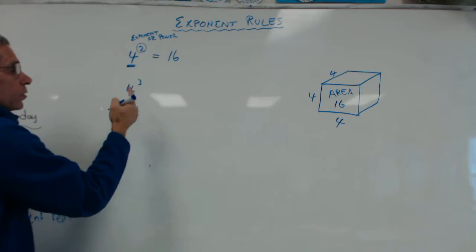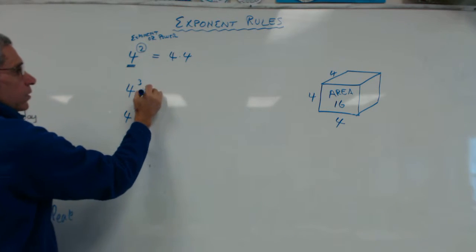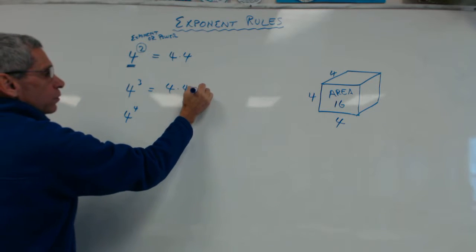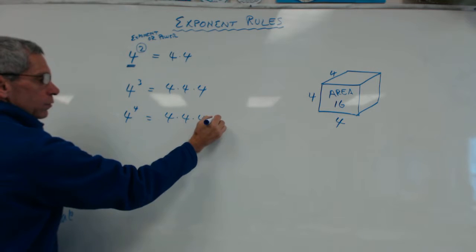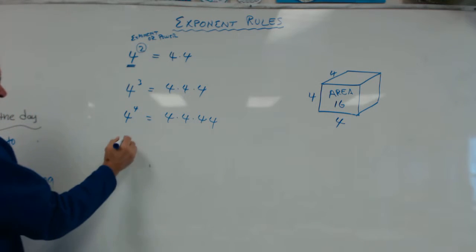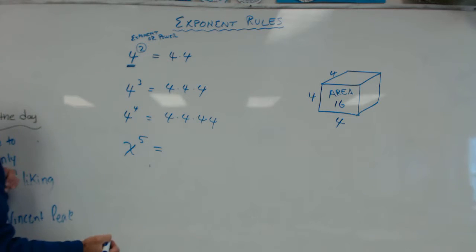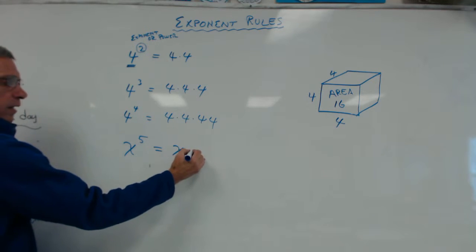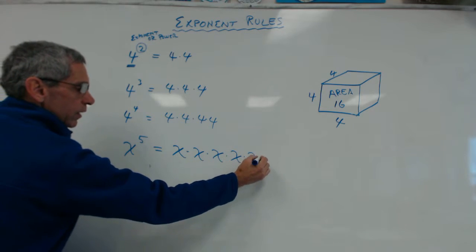So this means 4 times 4. This means 4 times 4 times 4. This means 4 times 4 times 4 times 4. What does this mean? X to the 5th. It means x times x times x times x times x.